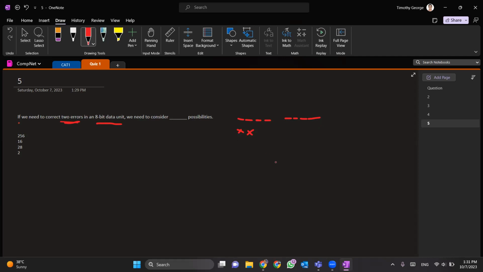Using the word combination itself, you should know I'm actually talking about 8C2, because you're looking at two blanks and 8 spaces. How will you choose those two blanks which have the errors in the space of 8? So it's 8C2. And 8C2 is 28.